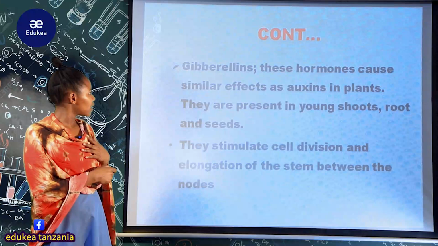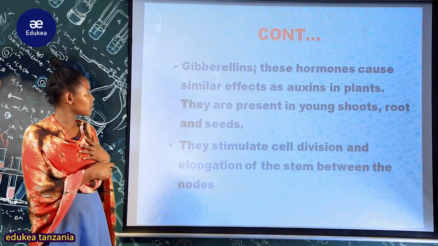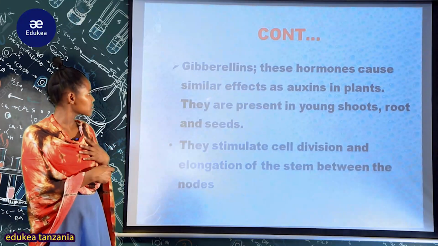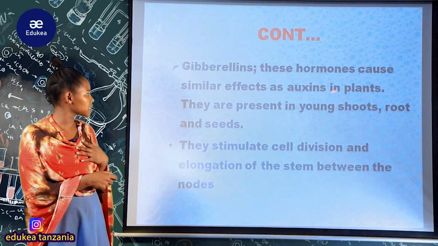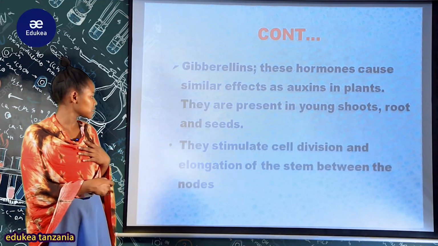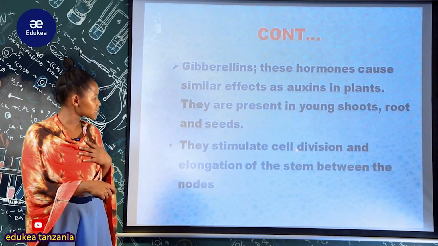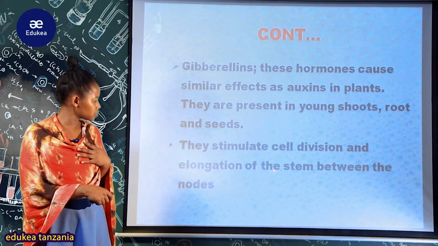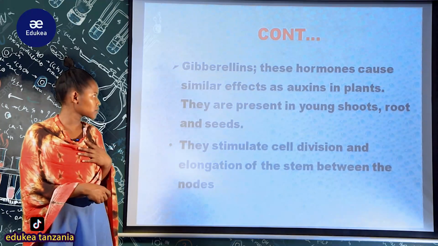Also, another hormone is gibberellins. This hormone causes similar effects as auxin in plants. They are present in young shoots and roots and seeds. Also, they stimulate cell division and elongation of the stem between the nodes.